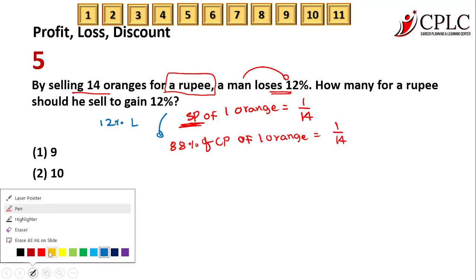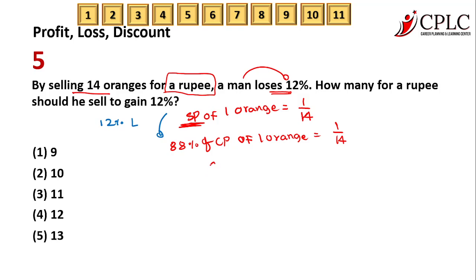So now from here, what we can do is find out the cost price of one orange. How do we do that? So this 88% goes on the other side. 88% is 88 by 100, but if it goes on the other side, it becomes ulta. It becomes 100 by 88. I hope you understand so far whatever we have done. So this becomes the cost price of one orange.